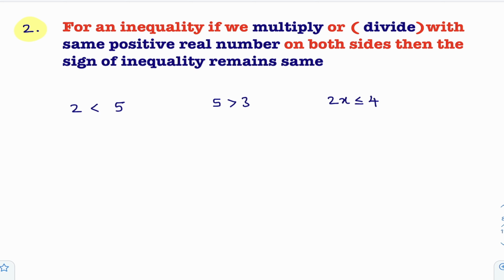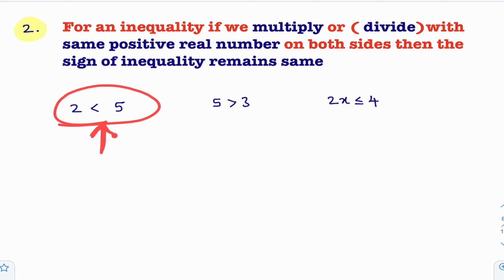I hope you are understanding. See, this is one inequality. For this inequality, you can add any real number on both sides. Rule number 1 I am saying, you can add any real number on both sides, then sign of inequality remains same. For this inequality, if we subtract any real number on both sides, then also sign of inequality remains same. That is rule number 1.